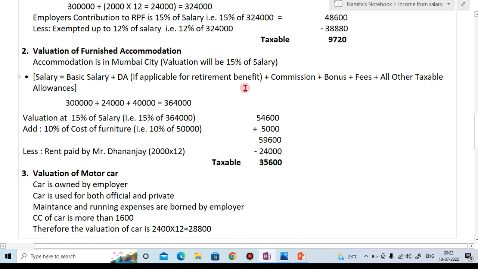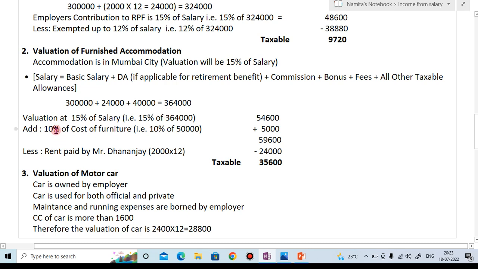Plus all other taxable allowances. There are no other taxable allowances. Hence the salary will be what? Salary is equal to basic salary 3 lakh rupees plus DA 24,000 plus 40, that is bonus. So 3 lakh plus 24,000 plus 40 is equal to 3 lakh 64,000. So salary is how much? 3 lakh 64,000. Now valuation.